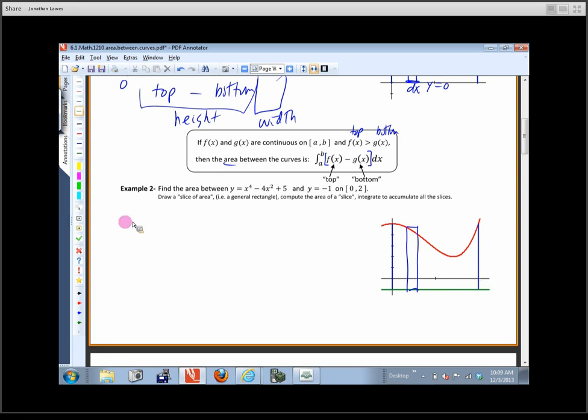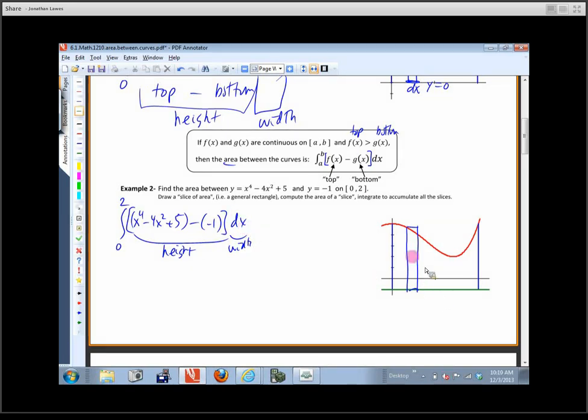Okay? So we're going to integrate. We're going to slice from 0 to 2. And I'm going to take the top function. The top function is x to the fourth minus 4x squared plus 5. And then I'm going to subtract the bottom function. Now, what is the bottom function? -1. So this right here is the height, and this right here is the width, or dx.